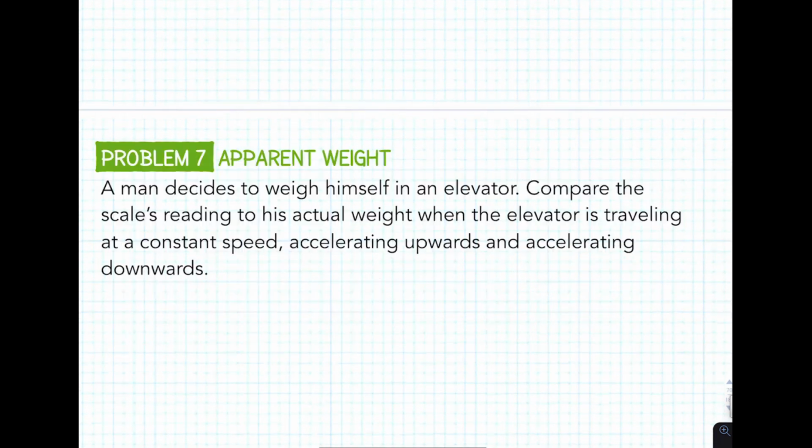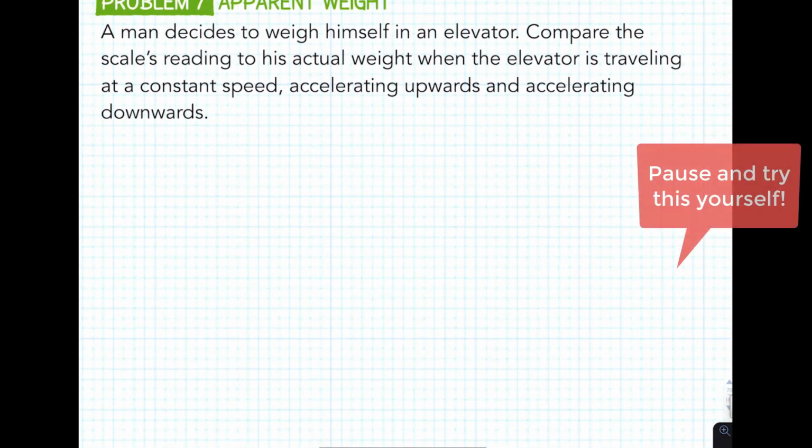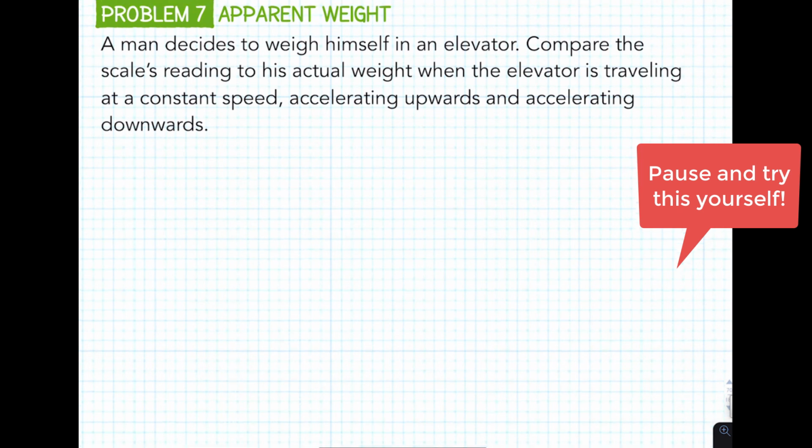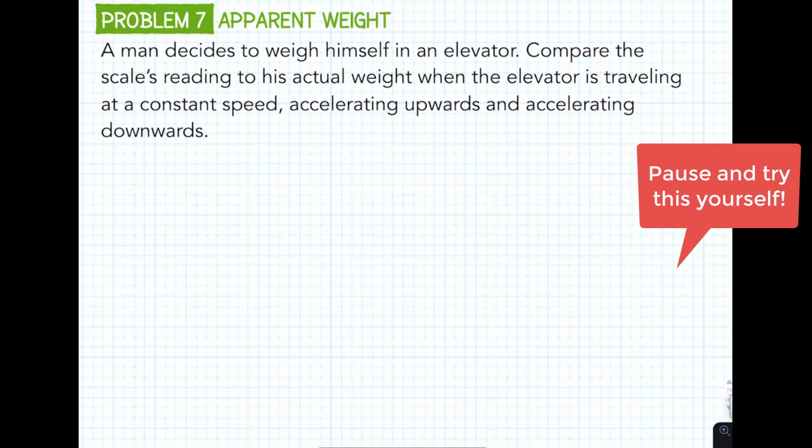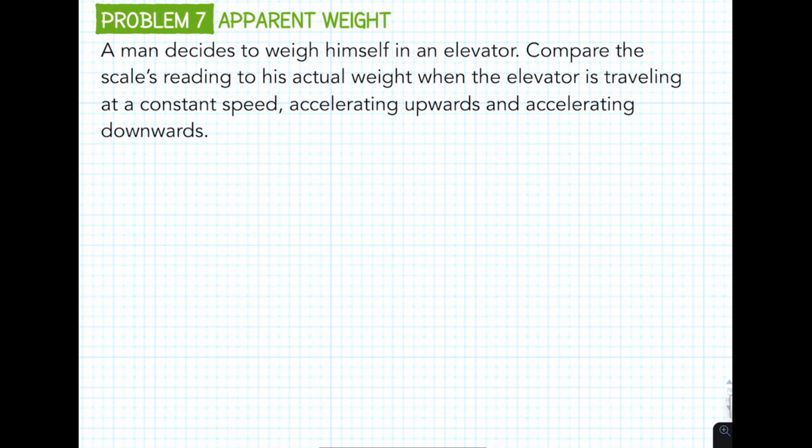All right. And we just talked about this, so we'll just discuss this in the interest of time. If you weigh yourself in the elevator, when is your apparent weight heavier and when is your apparent weight lighter? So let's say you're going at a constant speed. What's your apparent weight? The same as your normal weight. What if you're accelerating upwards? You feel heavier. What if you're accelerating downward? Lighter. Hey, you guys are killing it. All right, perfect.